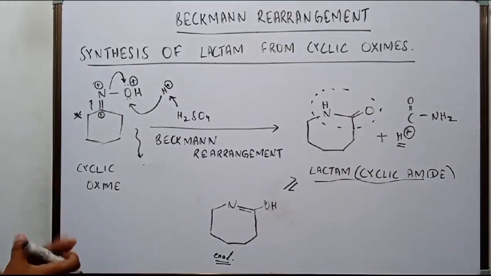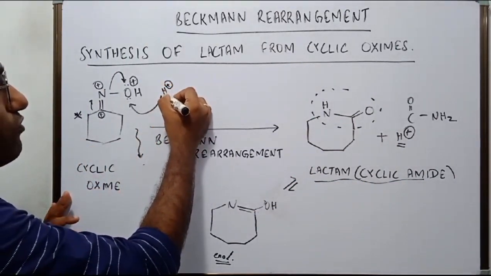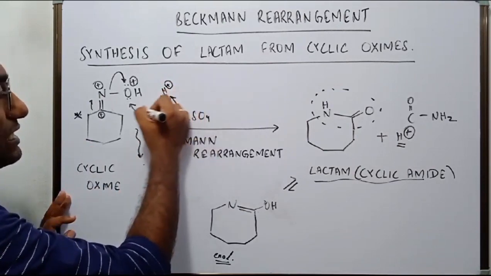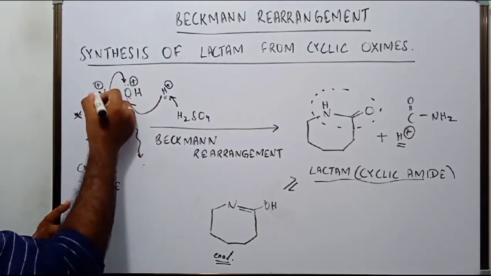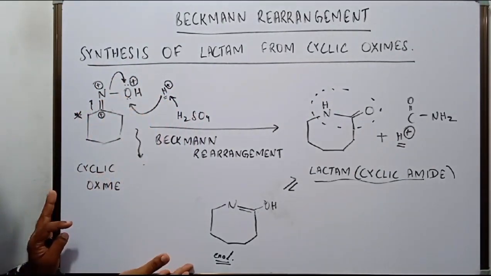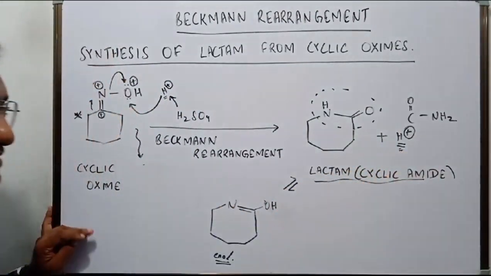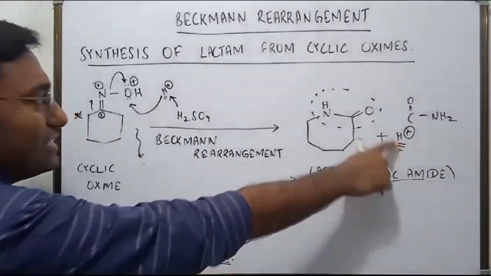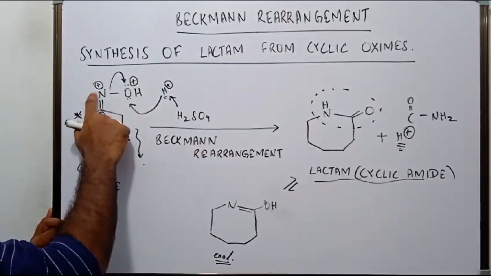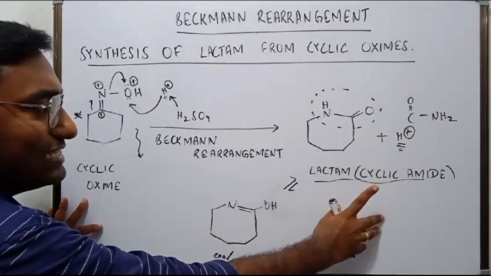If you can see here, there are three key movements in this reaction. The first is the reduction by H+ from the acid. The second is the rearrangement of the electron pairs. And the third is the retainment of the acid in the system. So therefore, the Beckmann rearrangement is the acid catalyzed reduction and rearrangement of a cyclic oxime into a cyclic amide.